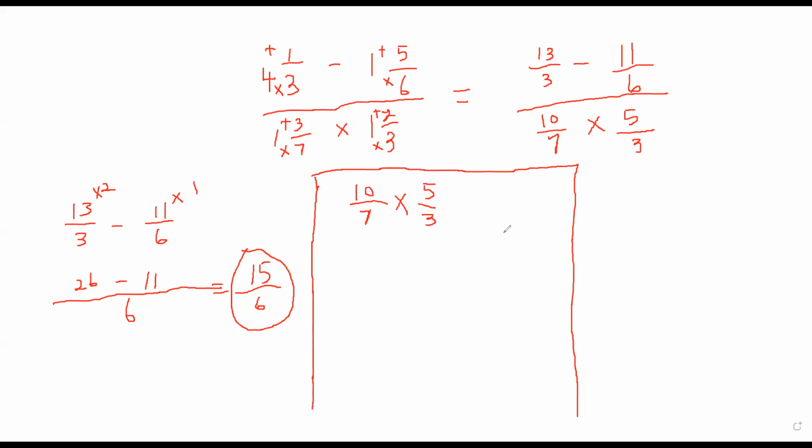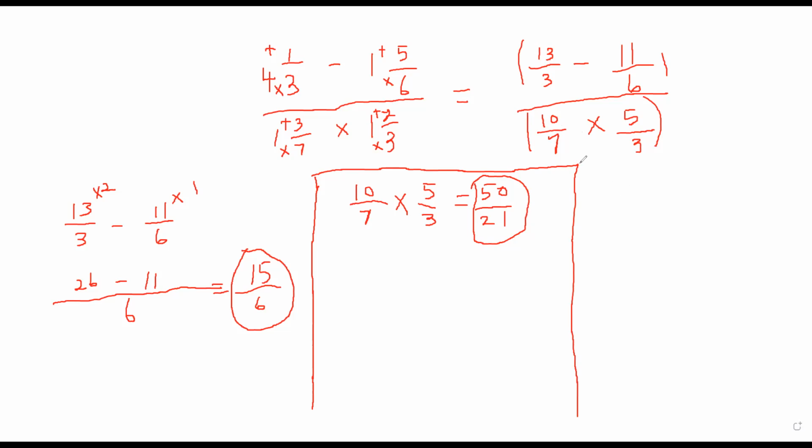So we multiply the top, multiply the bottom. So 10 times 5 will give me 50. And 7 times 3 is 21. Right? Okay, so this here is our denominator. This is our answer for here. And 15 upon 6 is our answer for here, right?